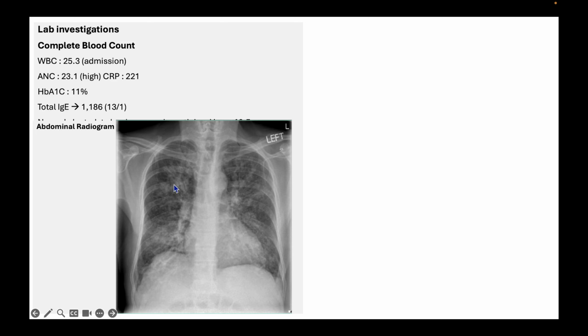And then you go ABCDE: trachea, or airway. Trachea is not deviated. This is normal, okay? This amount of deviation is normal.